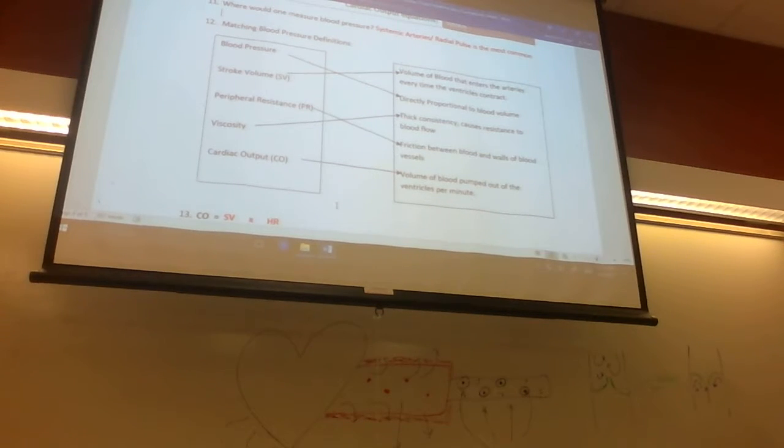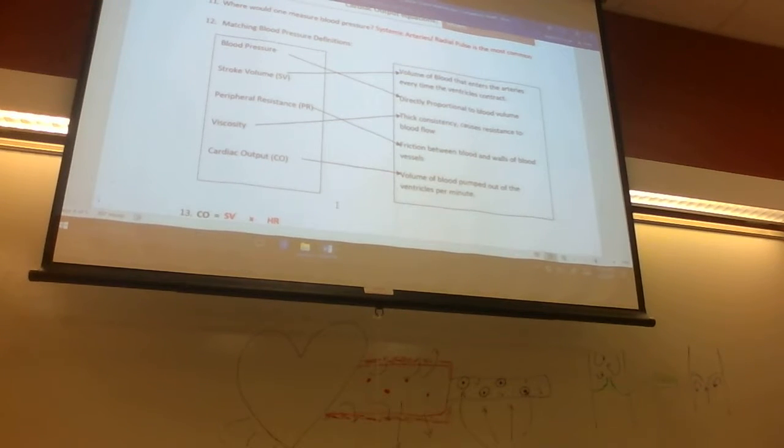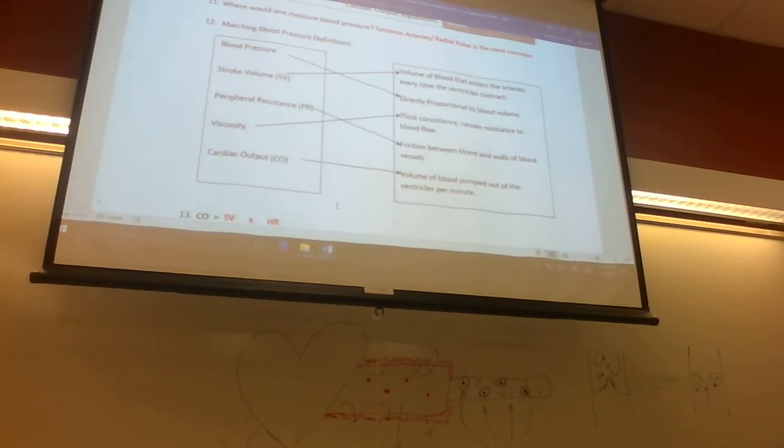Viscosity means thick consistency, and this can also cause resistance to blood flow. If your blood is thick and syrupy, it's not going to flow very well. But if it's nice and fluid, then it'll flow very fast and very nicely. And then cardiac output is the volume of blood pumped out of the ventricles per minute. So the output of the heart is cardiac output, if that makes sense.